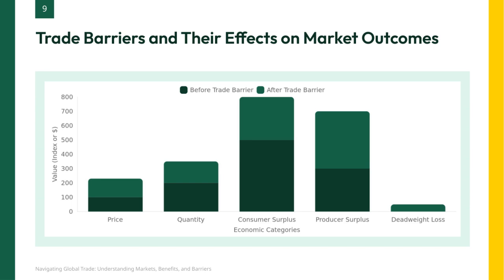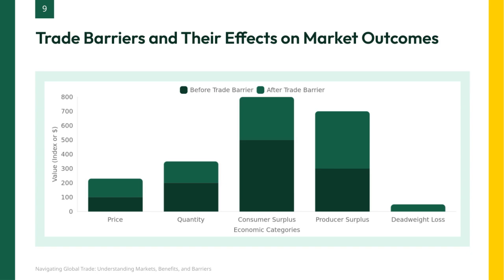Before the trade barrier, prices were stable at 100, and quantities sold were at 200 units. Consumer surplus, which reflects the benefit buyers receive, was quite high at 500, while producers enjoyed a surplus of 300. Importantly, there was no deadweight loss, indicating an efficient market without wasted resources.